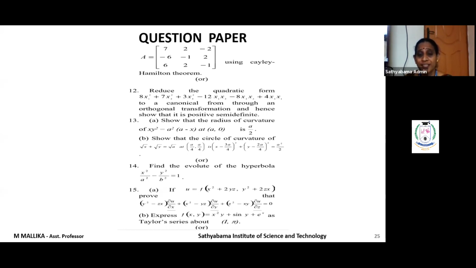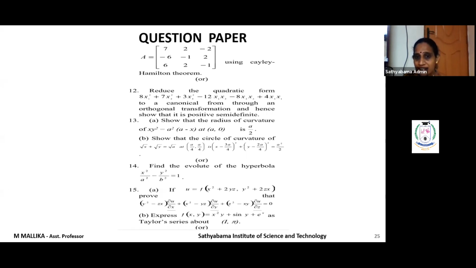So what is the circle of curvature formula? (x minus x bar) square plus (y minus y bar) square is equal to rho square. In the place of x bar, you are having 3a by 4. In the place of y bar, you are having 2a by 4. And in the place of rho square, you are having a square by 2, which means rho is a by root 2. So everything is there. You have to find out radius of curvature and center of curvature. You know the radius of curvature, it is already given in the question, a by root 2. Center of curvature is also given, 3a by 4 and 2a by 4. You have to prove those things, then you are through with the problem.